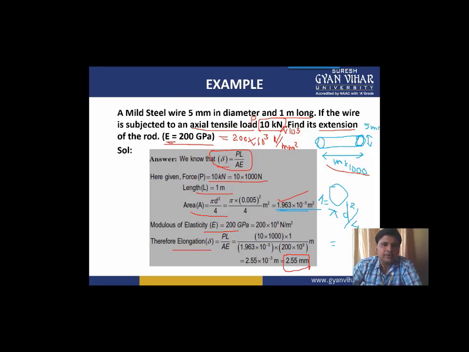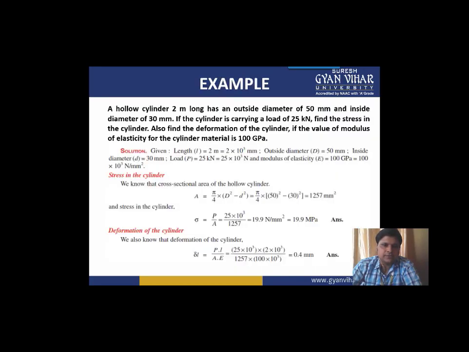Now one more numerical we will do, so that this comes in our mind in a better way. A hollow cylinder 2 meter long has an outside diameter of 50 mm and inside diameter of 30 mm. Now this is the case of a hollow cylinder, not a solid cylinder. I hope you have understood what a hollow cylinder is. Hollow cylinder means it is not complete, it is hollow, like this.